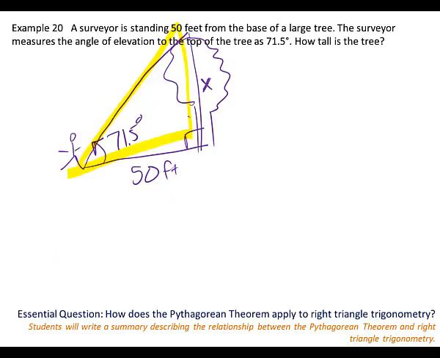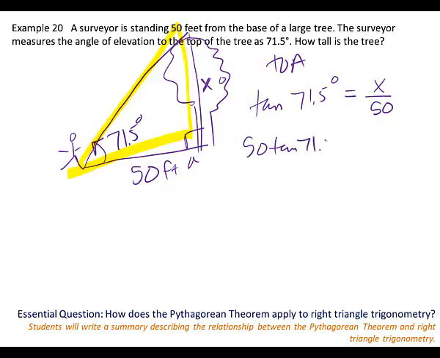All right, so now you have to decide if you're using sine, cosine, or tangent. So which one, what do I have? Opposite and adjacent, so that's TOA, isn't it? Yeah. So tangent of, what do I write down? 71.5. Good, and it's degrees equals what? X over 50. All right, we're almost at the calculator. What do I need to do to move this to the other side? Multiply. So 50 times tangent of 71.5 degrees equals X.